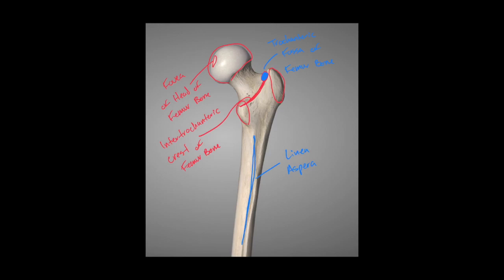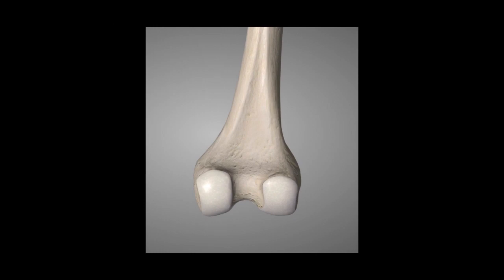Moving down to the distal end of the femur bone, remaining on the posterior aspect, we have these two knobs. One right here and one right here. These are the condyles of the femur bone. So on this side, we have the medial condyle of the femur bone, and this one's going to be the lateral condyle of the femur bone. Along either side of them, right here and right here, we have the medial and lateral epicondyles of the femur bone.